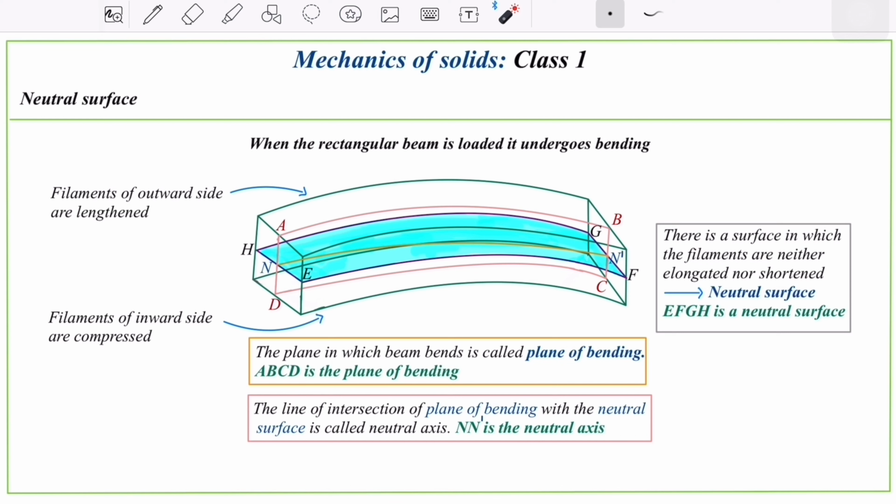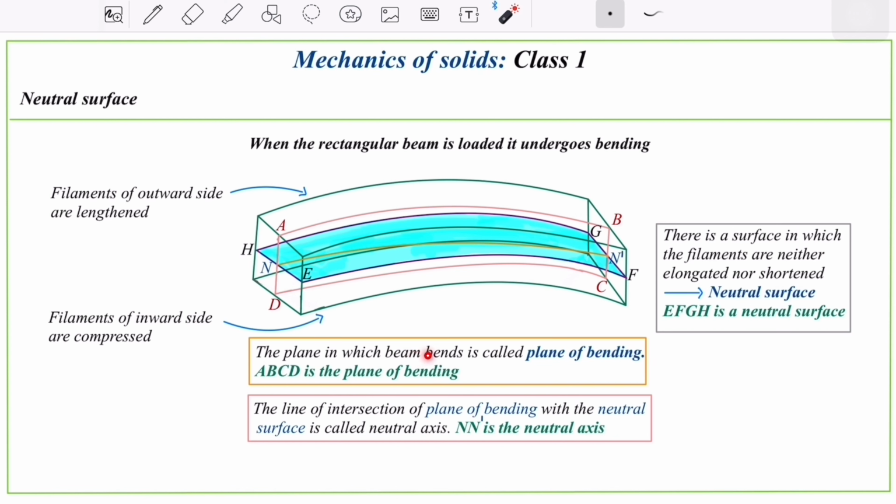And we can clearly see that there is a surface in which the filaments are neither elongated nor shortened. That is, in between the convex surface and concave surface, there is a surface where the filaments are neither elongated nor shortened. That is represented in the blue shaded region inside the beam, and that surface EFGH is called the neutral surface. So what is the neutral surface? The neutral surface is a surface inside the beam where the filaments are neither elongated nor shortened when the beam undergoes bending. Here EFGH is the neutral surface.